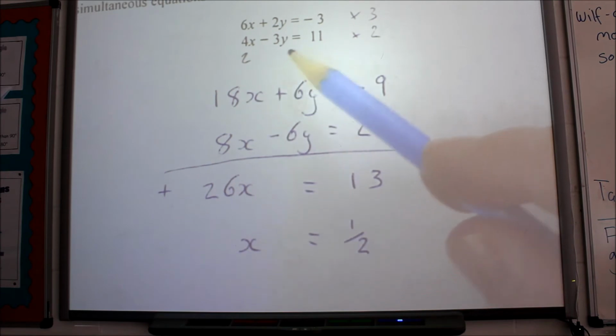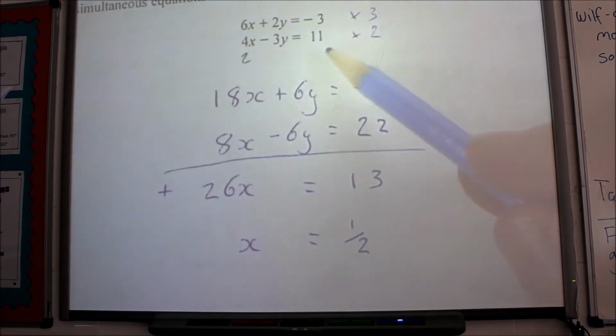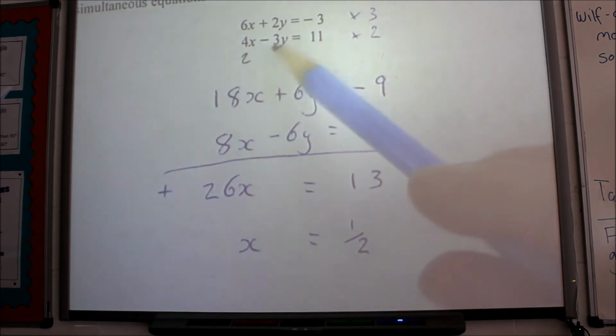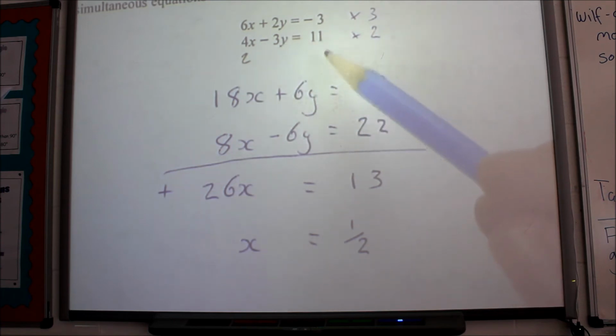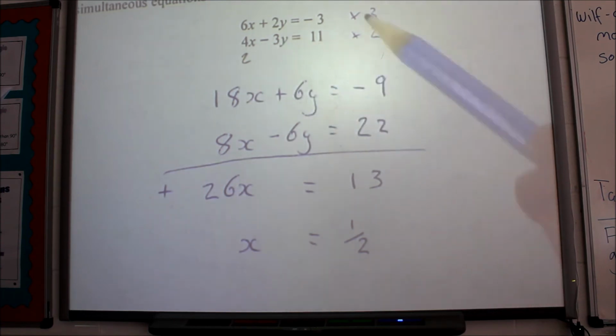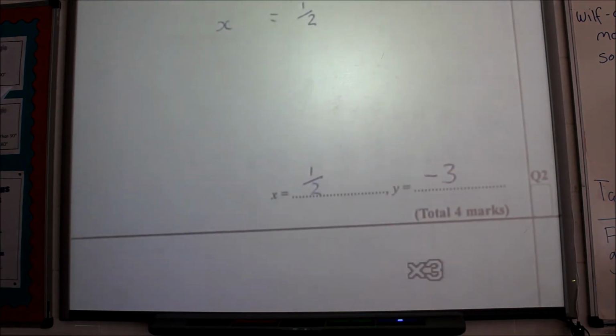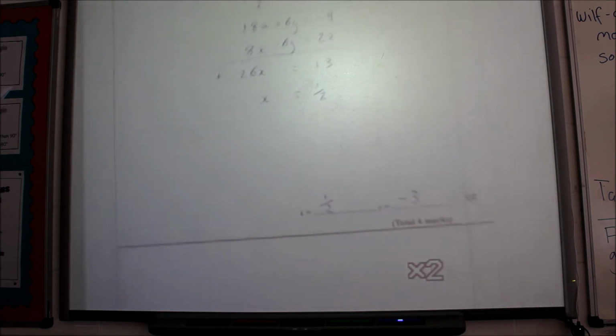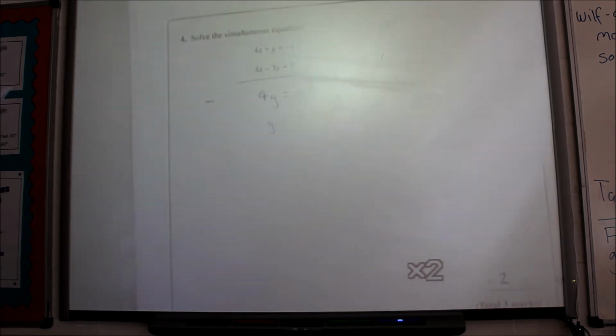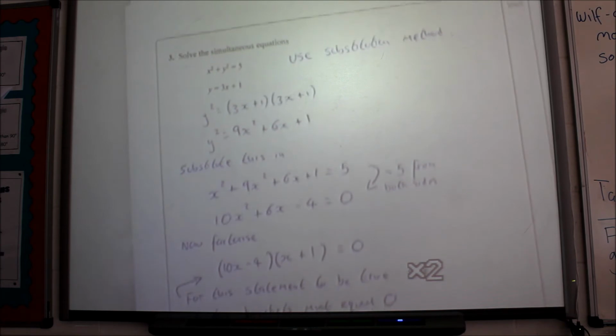So 2 take away what number will give you 11? Well, 2 take away minus 9 will give you 11. So 3 times minus 3 is minus 9. So your answers are a half and minus 3. Question number 3. Next one.